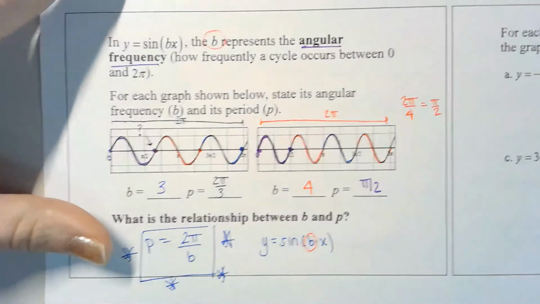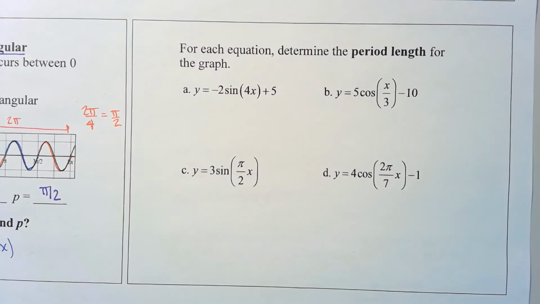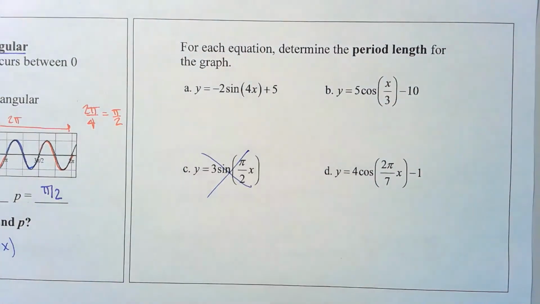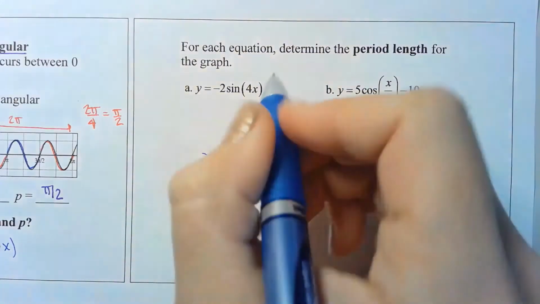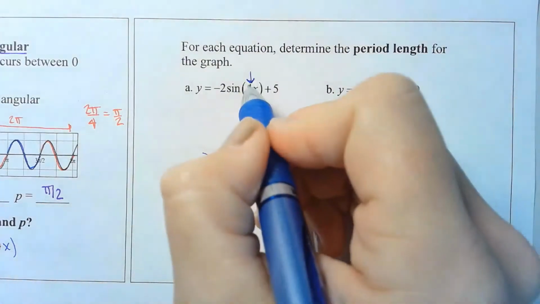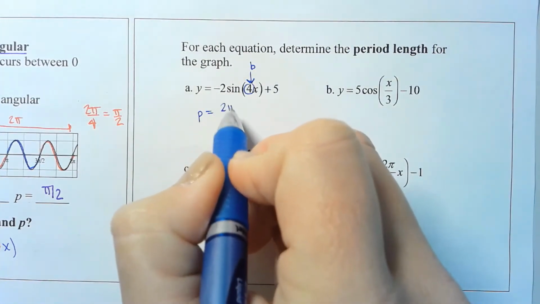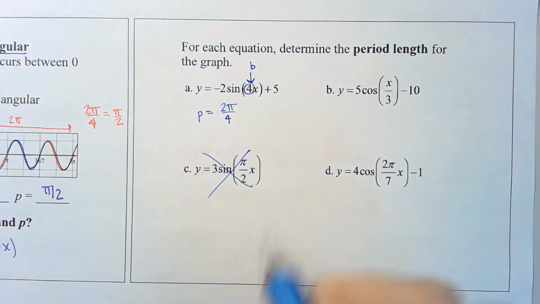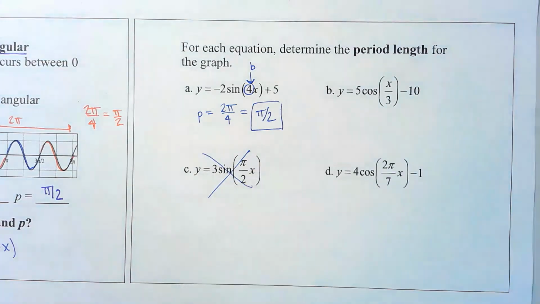All right. So it says for each equation determine the period length. And just for time purposes, we'll skip that one, but let's do these 3. So here's a sine curve. Again, to find the period, we just need that value for b, and b happens to be 4. So the period equals 2 pi divided by 4, which reduces to pi over 2.